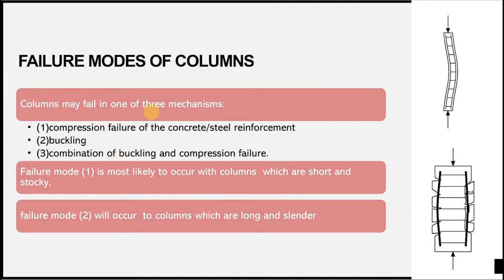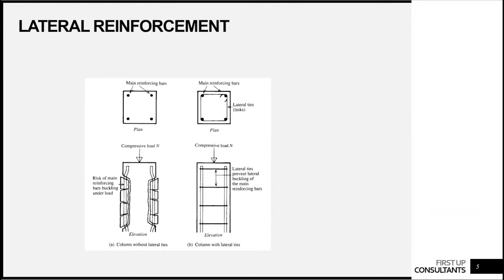Okay, we have here failure modes of column. There are 3 mechanisms: compression failure of concrete or steel reinforcement, buckling, and a combination of buckling and compression failure. For the first one, compression failure, kalau you tengok dekat bawah ni, compression failure is most likely to occur with columns which are short and stocky. We have the example of a stocky and short column.